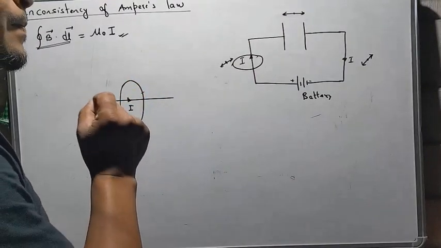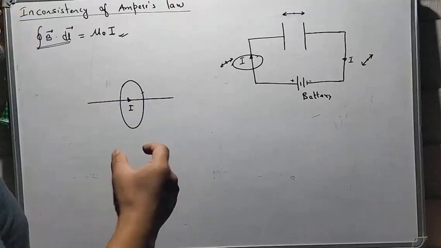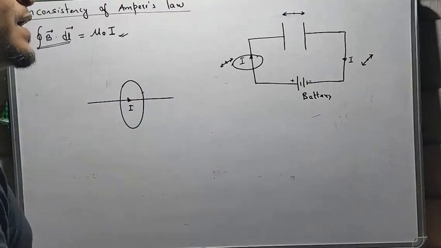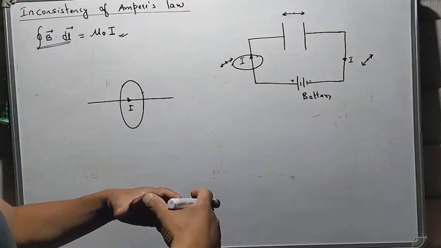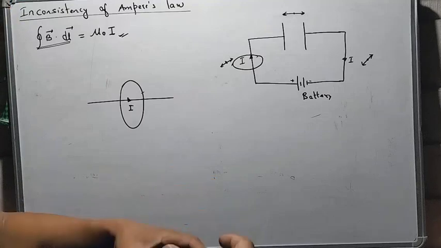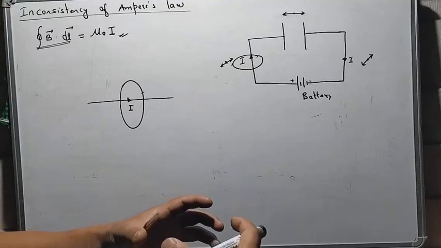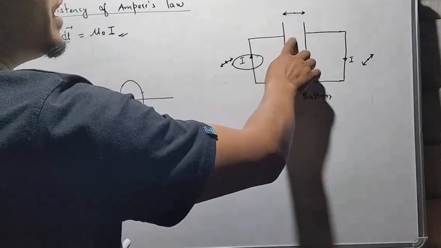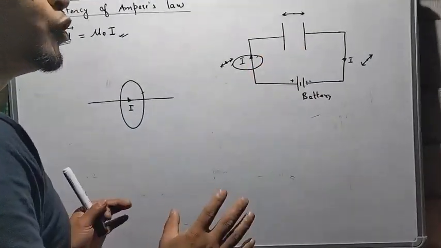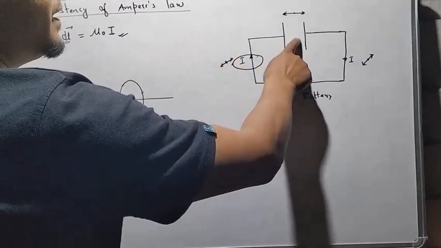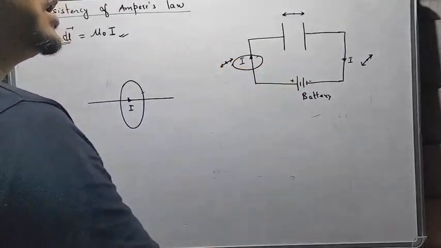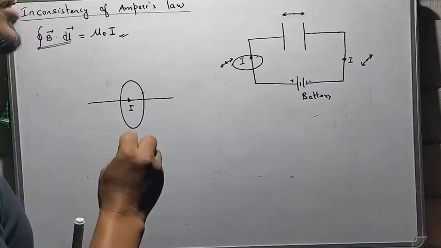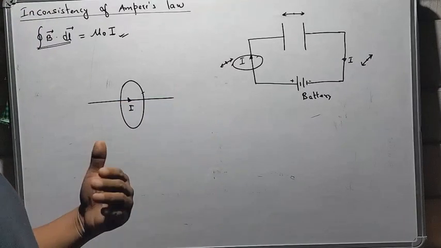Why? Because the needle deflects only when there is a magnetic field, and that magnetic field is due to the current. Current is the source of magnetic field. But here, do we have any electric current? No, because this space is totally empty. There is no conducting medium at all.